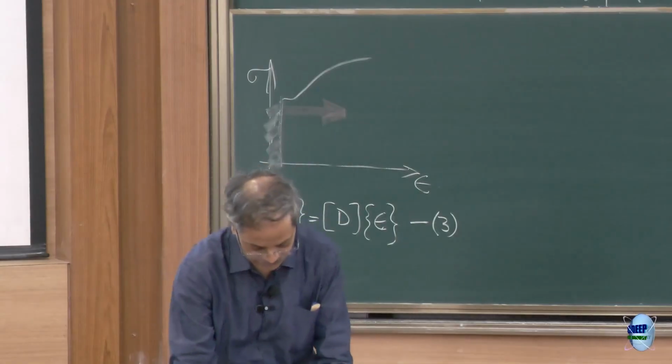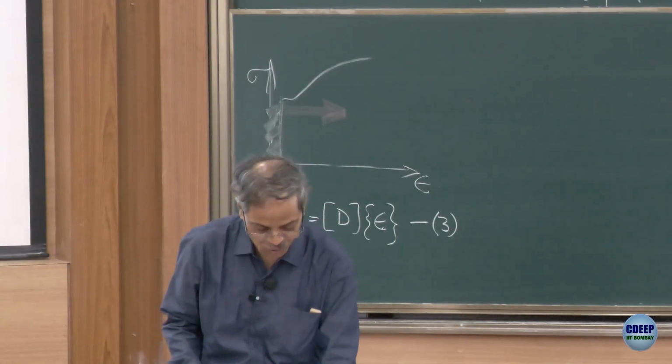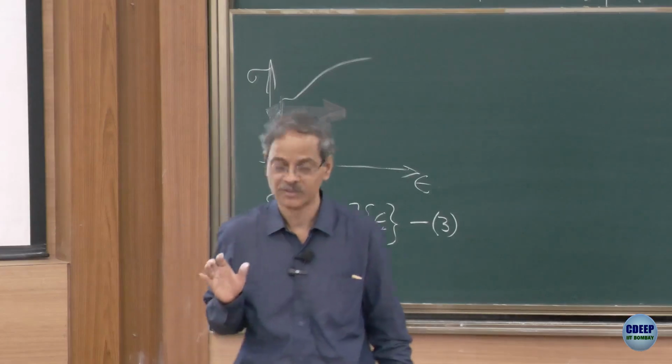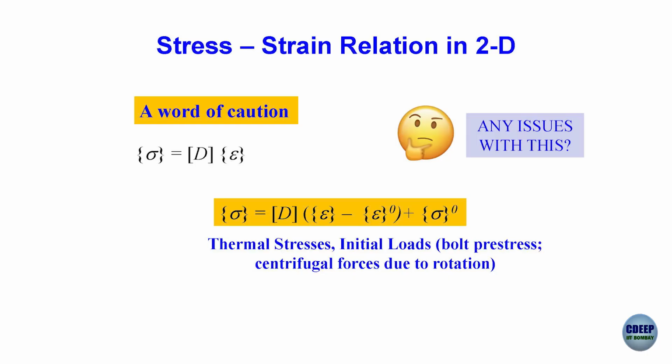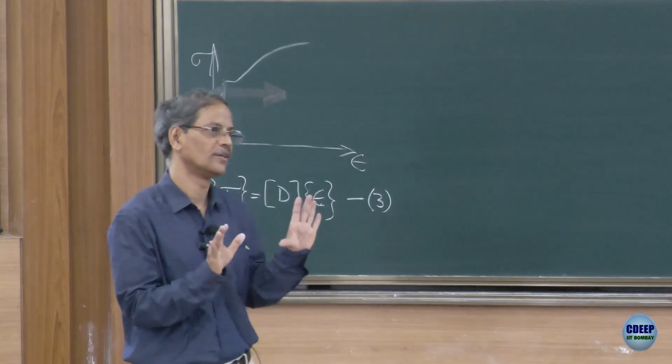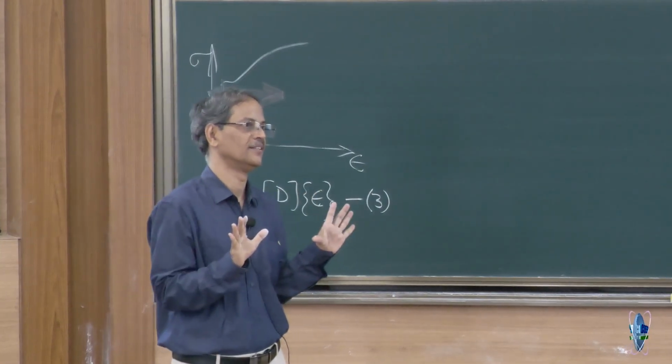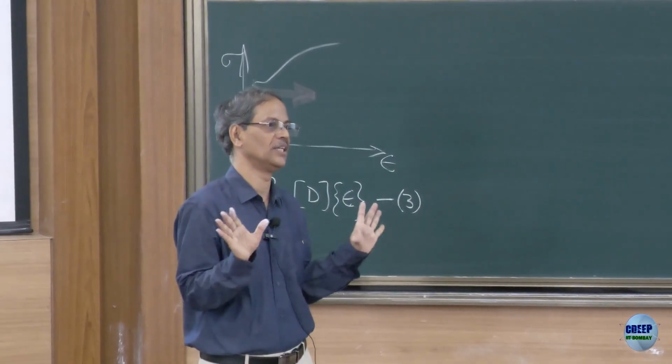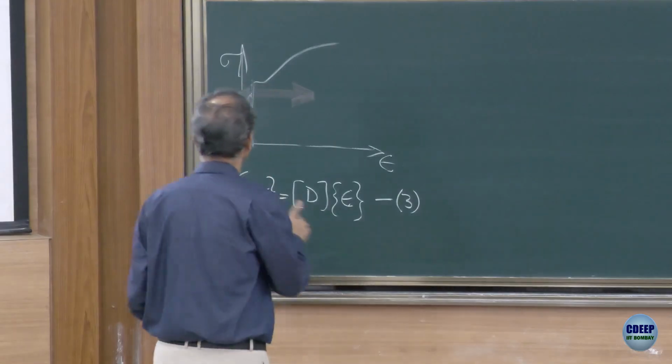But there is some issue with this relationship. Do you find any issue with this relationship I have written? Is this really Hooke's law? No? Who said no? Somebody said no. Why do you think it is not Hooke's law? No, Hooke's law, we are still within the linear zone. There is no nonlinear part. Hooke's law is here. I am here.